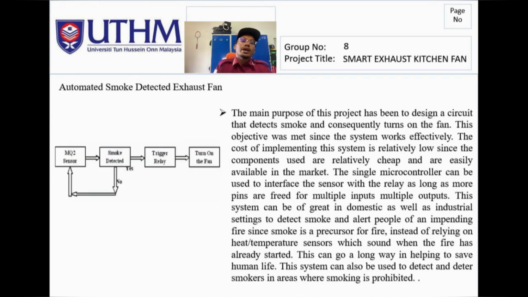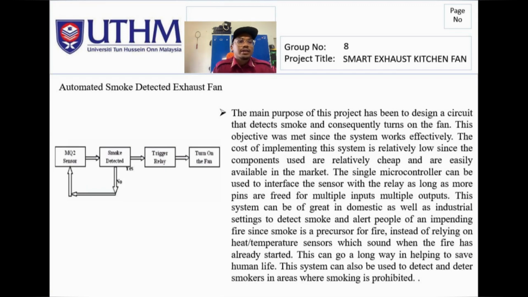Okay, for the last one, the sixth, we have the automated smoke detector exhaust fan. Okay, the main purpose of this project is to design a circuit to detect smoke and consequently turn on the fan. This project was made since the system worked effectively. The cost of implementing this system is relatively low since the components used are relatively cheap and easily available in the market.